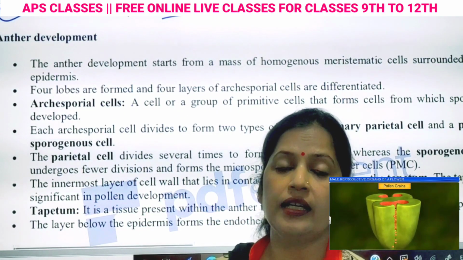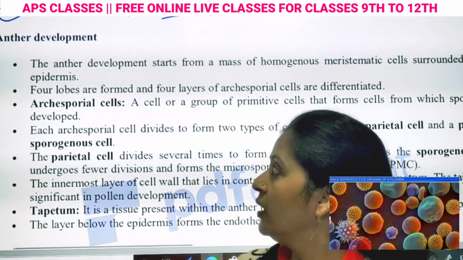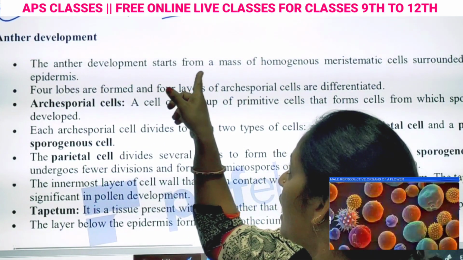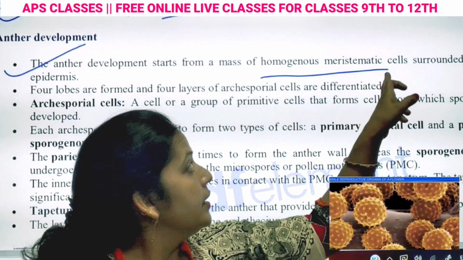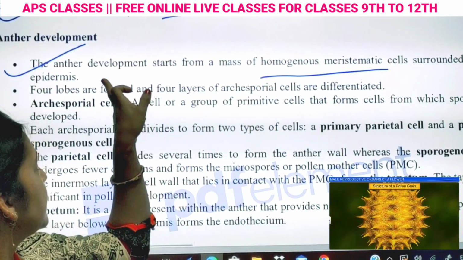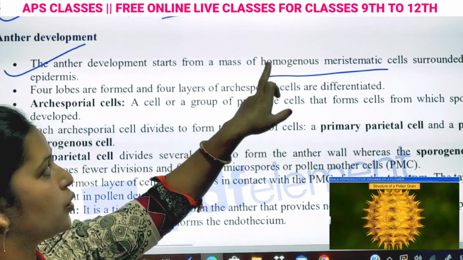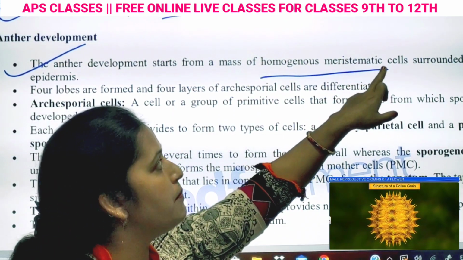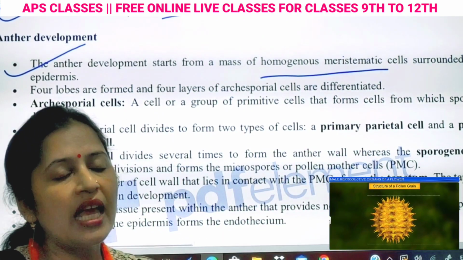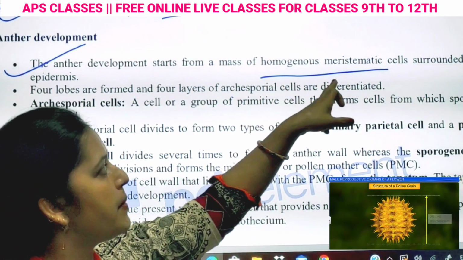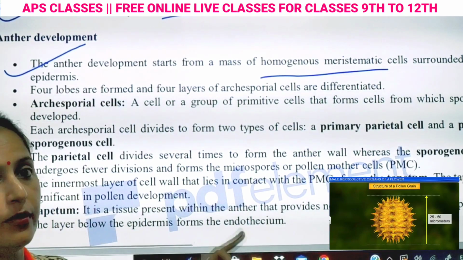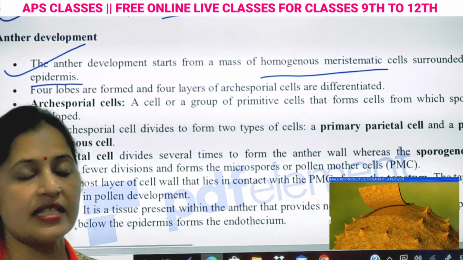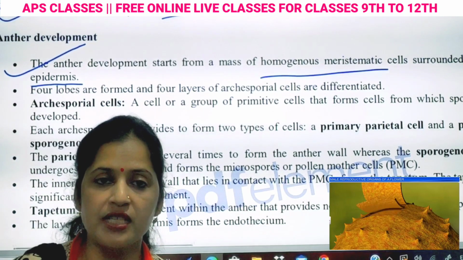Next, the main important topic in pollen grain formation is the anther development. How the anther takes development. The anther development starts from a mass of homogeneous meristematic cells. अब जो anther की development है वो कहां से start होती है? Homogeneous मतलब same type के cells, that is the meristematic cells से शुरू होती है, and surrounded by an epidermis. And those meristematic cells are surrounded by epidermis.